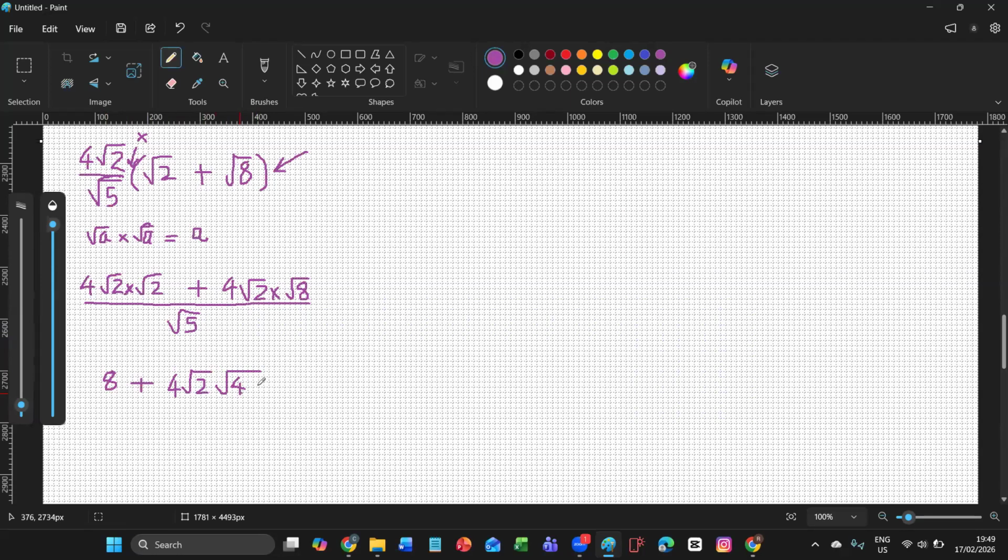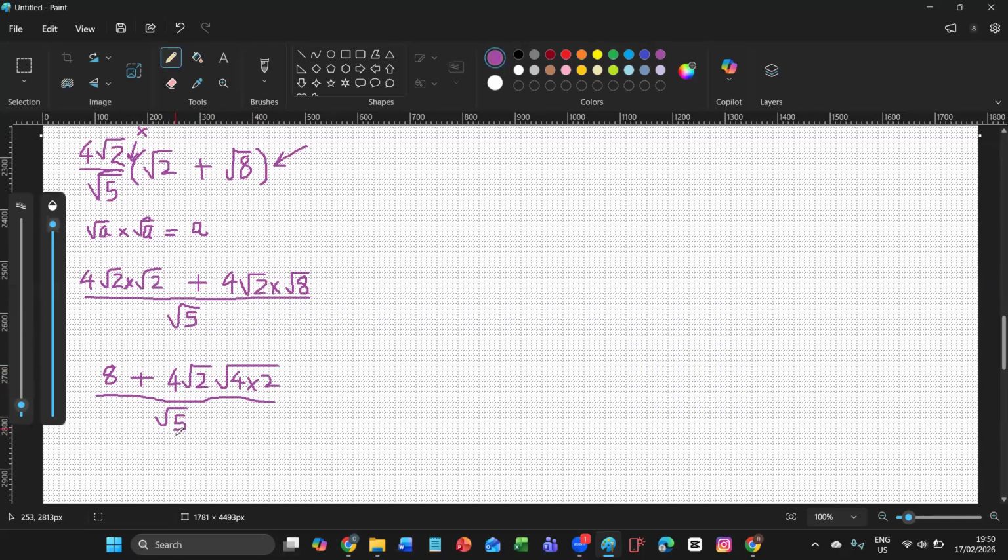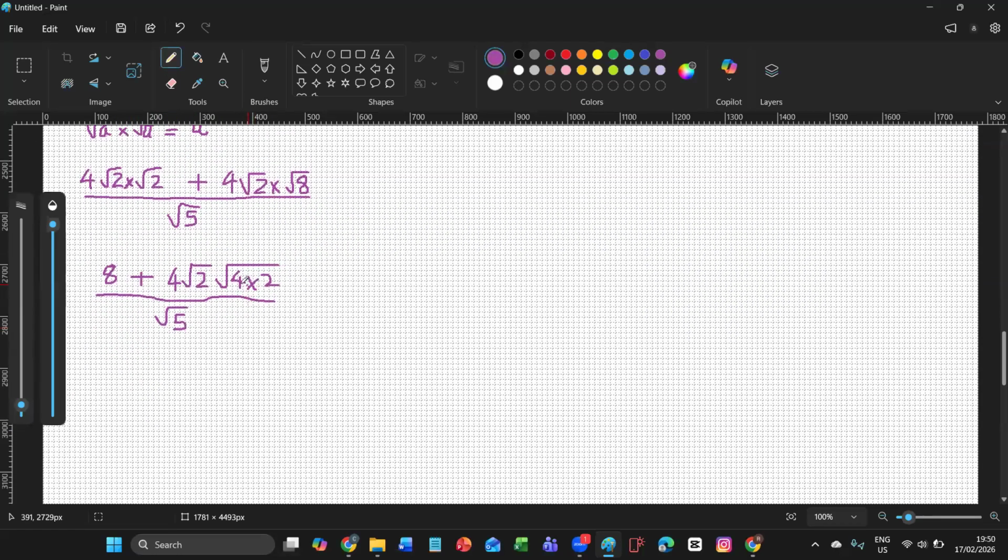Okay, so surd 4 times 2. So that would leave us with what now? Oops, that line did not go well. Okay, that will leave us with what? Now, I'm sure you can see what's going to happen. Surd 4 in there is 2. That 2 will now come and multiply 4.